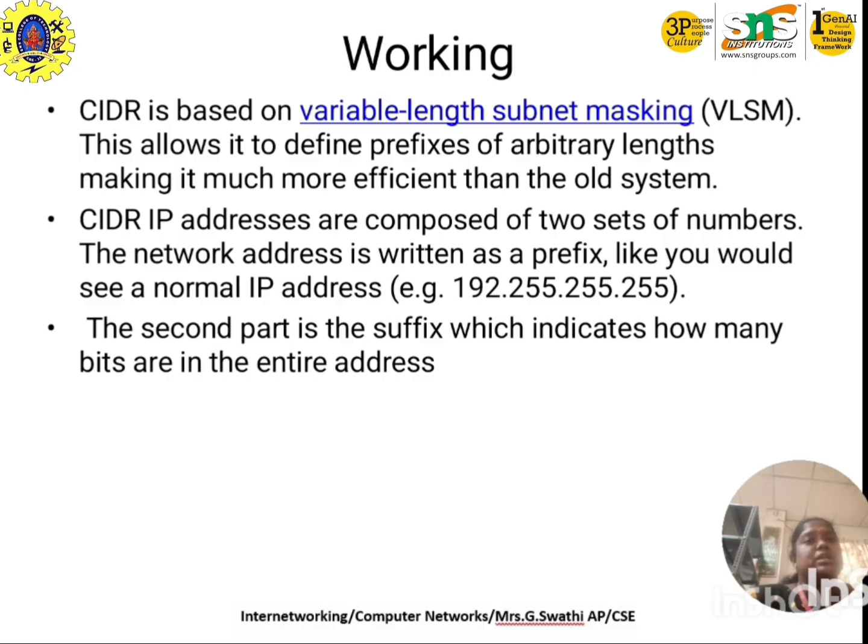How does it work? It is based upon variable length subnet masking. It allows prefixes of arbitrary length, making it much more efficient than the old system. CIDR IP addresses are composed of two sets of numbers. The network address is written as a prefix, like a normal IP address. The second part, the suffix, indicates the number of bits in the entire address.